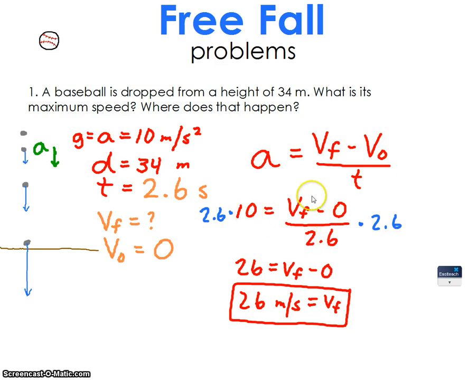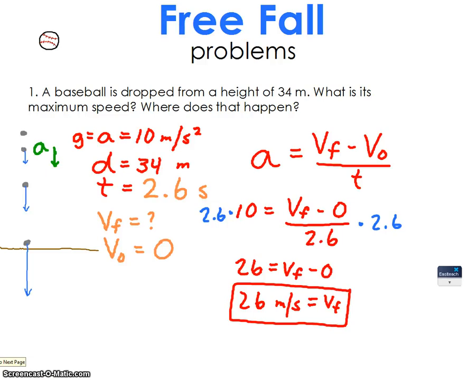Plug in the numbers in red. First algebraic step is in blue, which is to multiply both sides by 2.6. You end up with this step, 26 equals v final minus 0. And you solve for that and you get 26 meters per second.